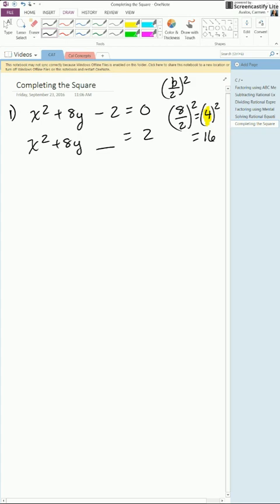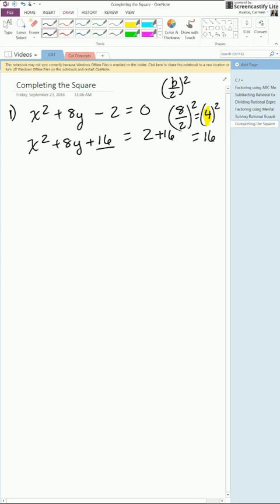So that 4 is a special 4. We don't put the 4 in here, we actually put the 16 in there. So it's a positive 16, so we do plus 16 here. And if we do it to one side, it's like a balancing act. If I do it to one side, then the other side is off balance, and we have to balance it again. So that's going to be plus 16.